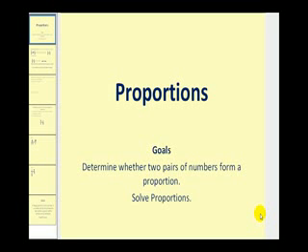Welcome to a video on proportions. The goals of this video are to determine whether two pairs of numbers form a proportion and also to solve proportions.